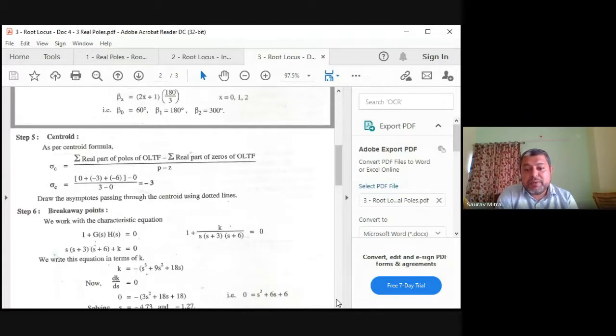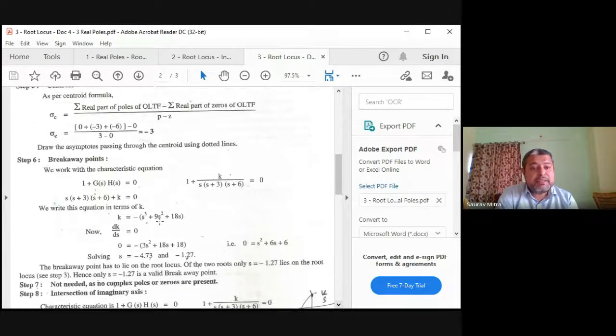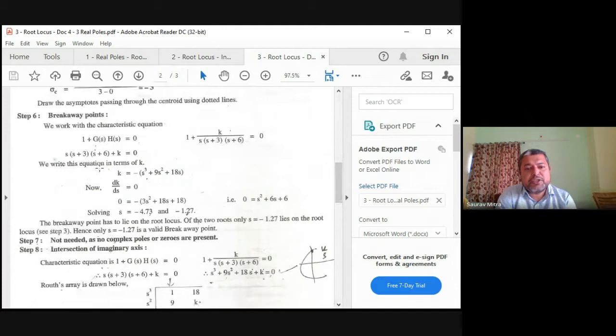Now let us find the breakaway point. The breakaway point is from 1 + G(s)H(s). So this we had explained actually yesterday. This is s(s + 3)(s + 6) + K = 0. If you multiply it, you'll get s³ + 9s² + 18s + K = 0. So that is the characteristic equation. Very important.